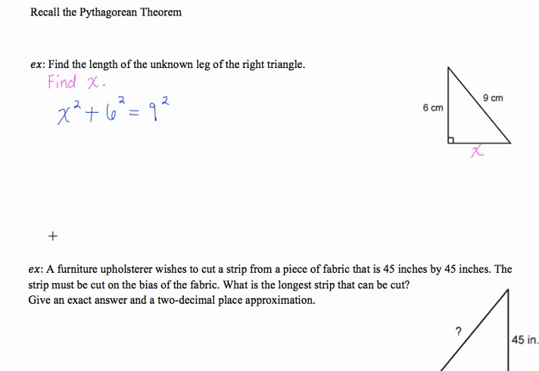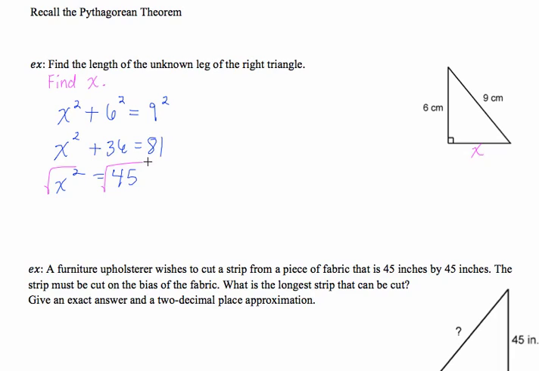In solving this for x, this is not even really a radical equation. This is a fairly simple equation. You have x squared plus 36 equals 81. So we subtract 36 from both sides to get 45. And then we take the square root of both sides to isolate x.